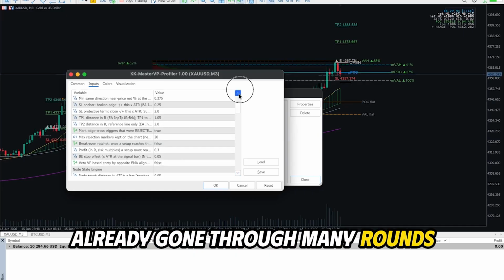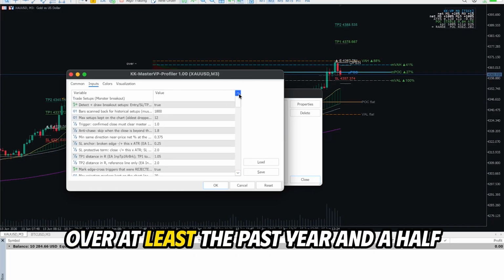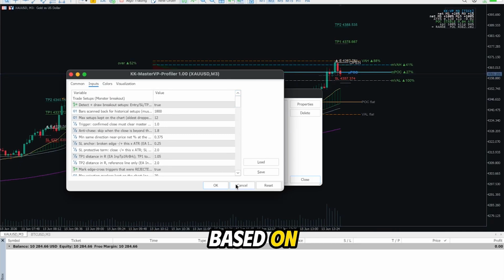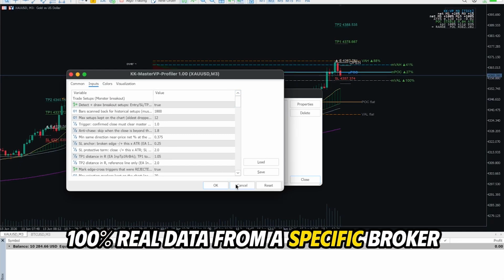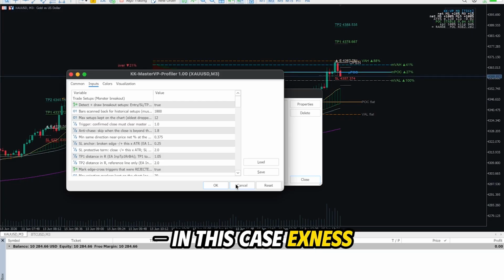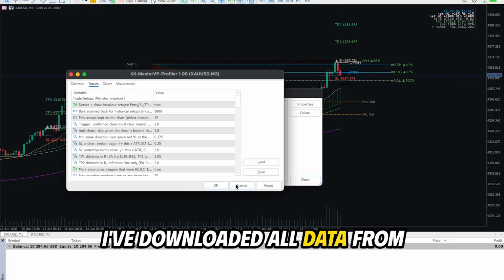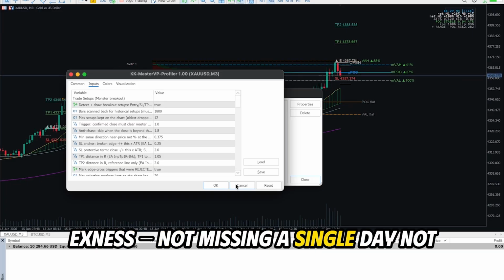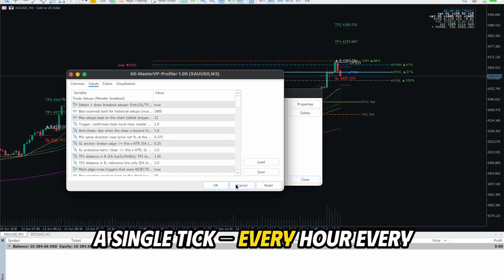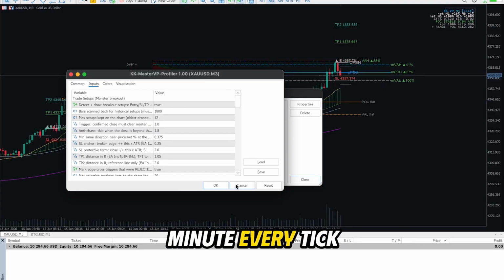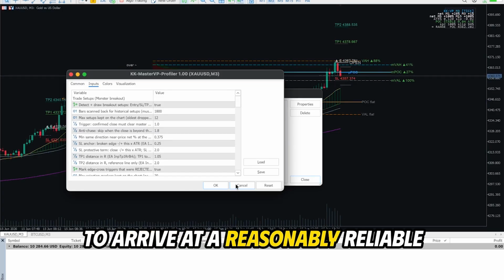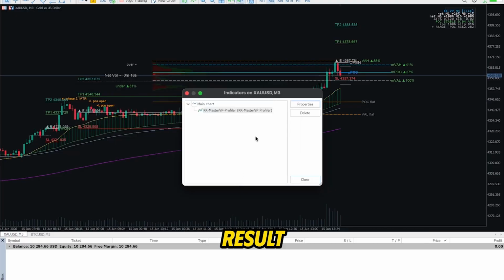Everything we do is based on statistical probability, and when the bot produces numbers like this, it has already gone through many rounds over at least the past year and a half, based on 100% real data from a specific broker. In this case, I've downloaded all data from XNS, not missing a single day, not a single tick, every hour, every minute, every tick, to arrive at a reasonably reliable result.